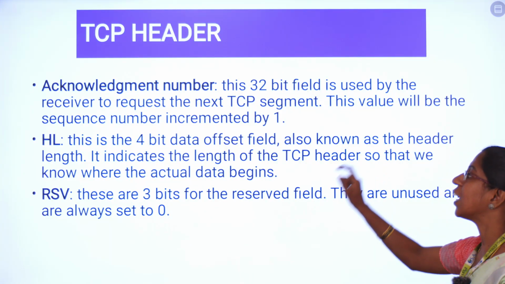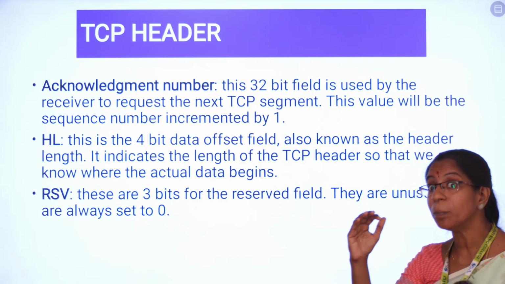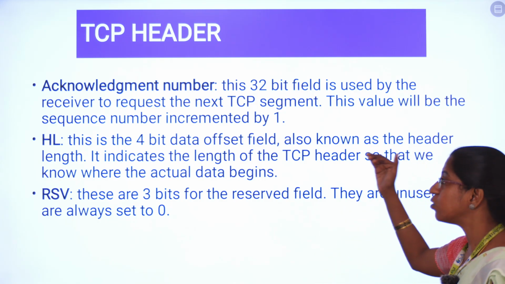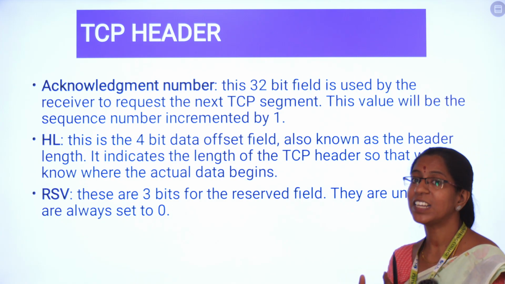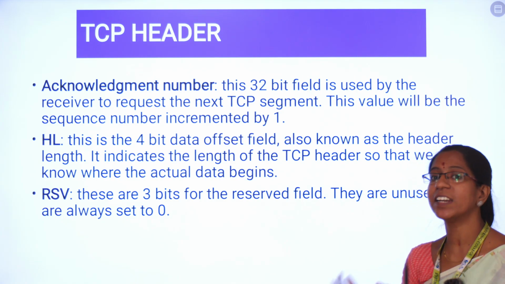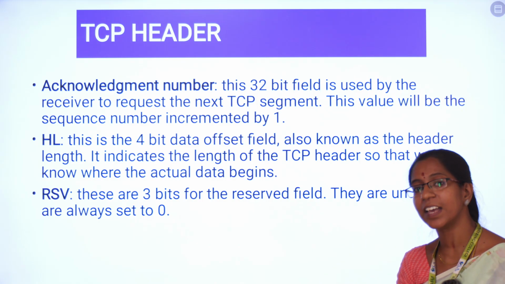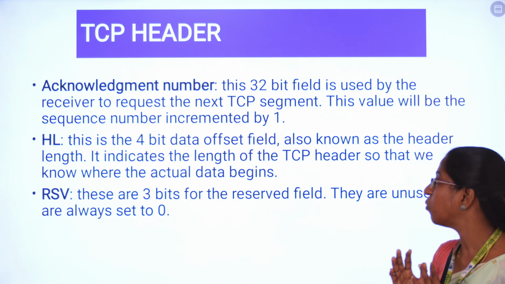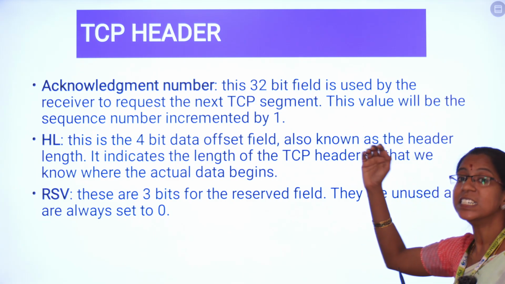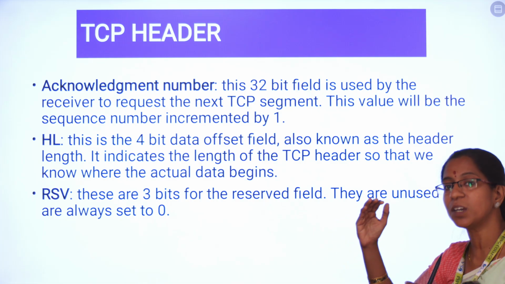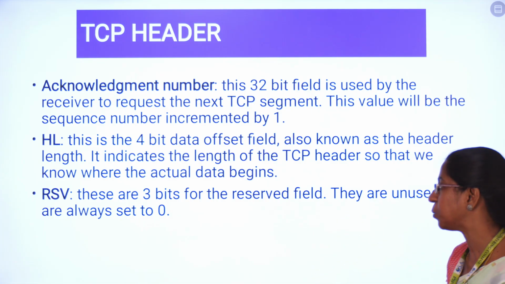Then the acknowledgement number. This is also a 32-bit field. Why are we using this acknowledgement number? If the receiver receives all the data from the sender in correct format, then it sends the acknowledgement number. How can we find the acknowledgement number? The sequence number should be incremented by 1. Sequence number plus 1 is called the acknowledgement number.